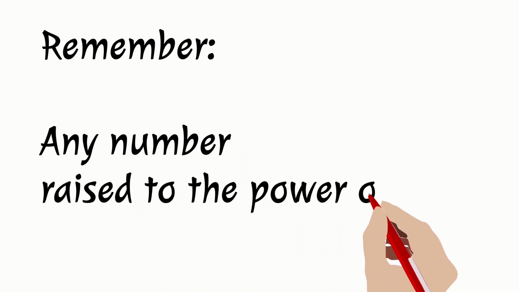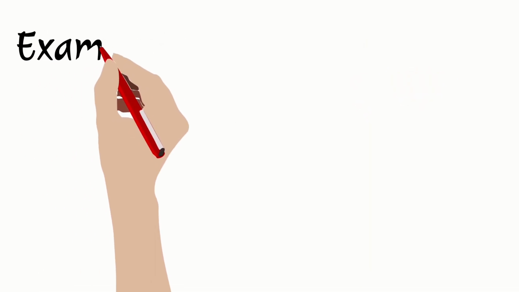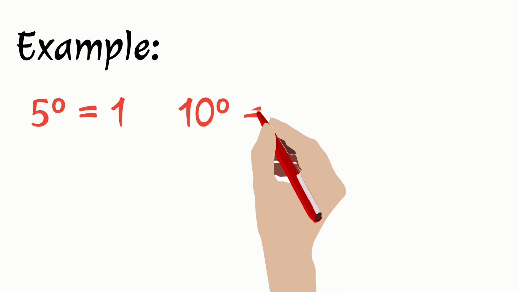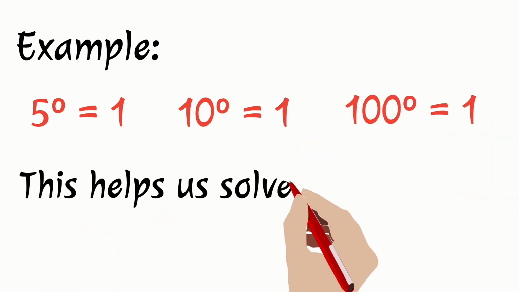Now a quick tip. Remember that any number raised to the power of 0 equals 1. For example, 5 raised to power 0 is 1. 10 raised to power 0 is 1. 100 raised to power 0 is also 1. So this helps us solve the last digit easily.